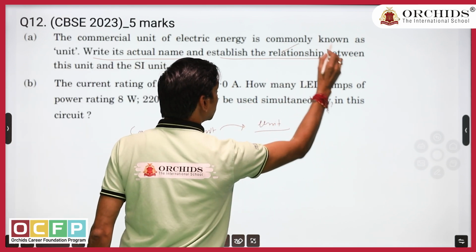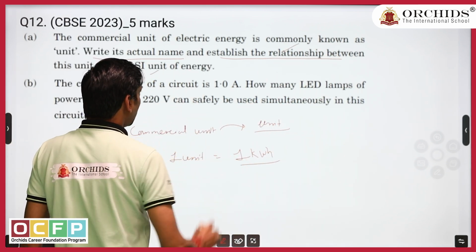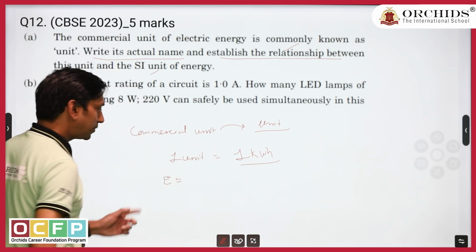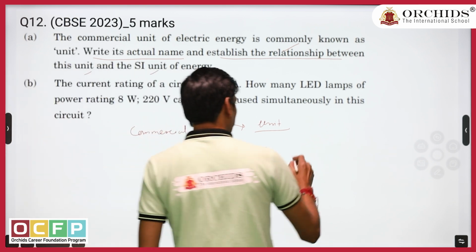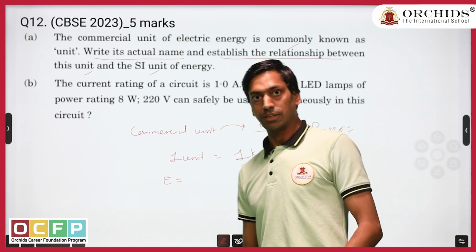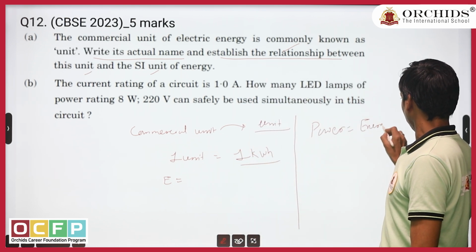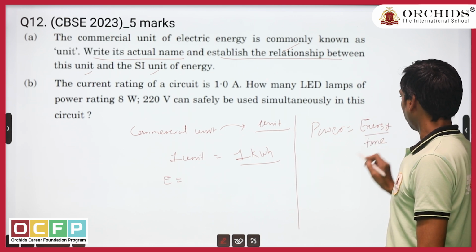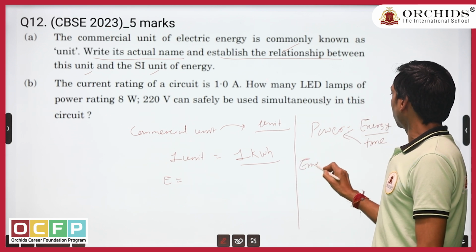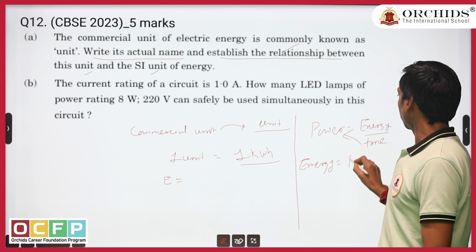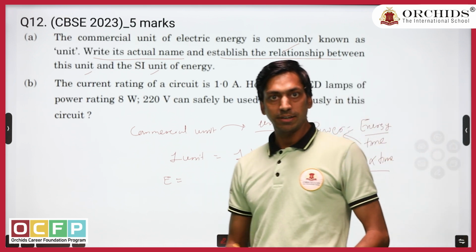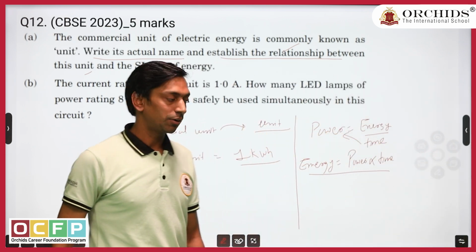Now we have to establish the relationship between the unit and the SI unit of energy. We know the formula of power: power is the rate of energy consumption or production. So power is energy consumed by the appliance divided by the time for which that appliance is operated. If you cross multiply, energy consumed by any appliance is equal to the power of the appliance multiplied by the time for which it is operated. So by the product of power and time, we can calculate the energy.